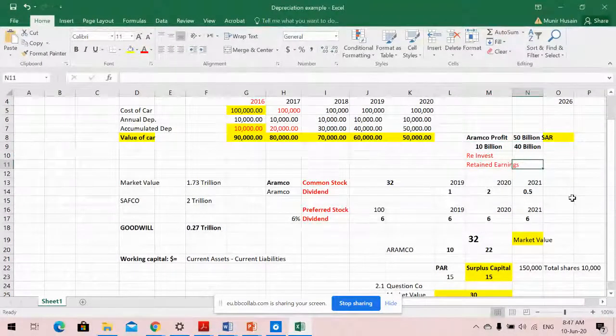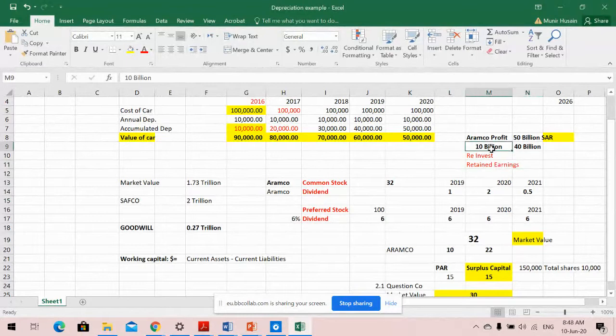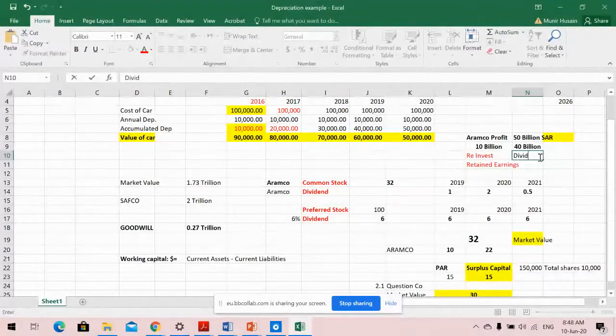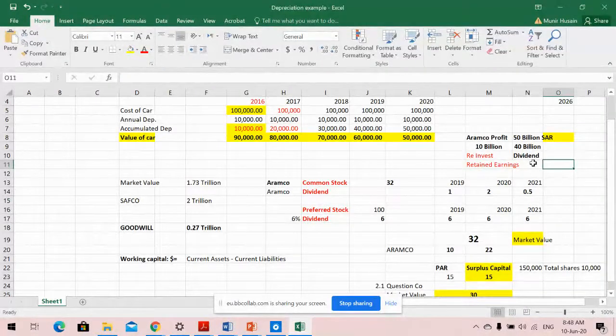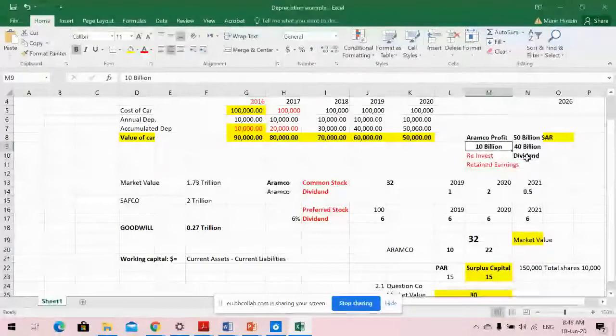Sorry, we are running out of time, I'll finish very quickly. So reinvestment or retained is 10 billion, and 40 billion you decide to give to owners as a dividend. This is what we call dividend. The 40 billion is divided by the total number of shares, and everyone gets based on whatever shares they have. The 10 billion is what we call retained earnings, reinvested in the business, and 40 is the dividend.